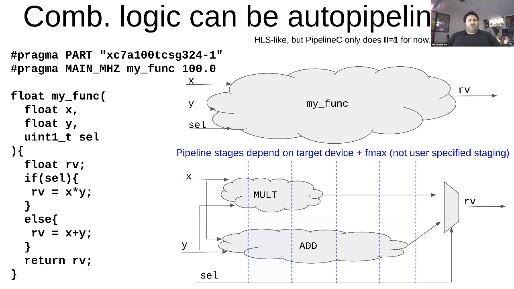Final note here, these are all initialization interval of 1 pipelines. So it's not full high-level synthesis where they'll take this function and derive a state machine or something for you. This is simpler, you could say, and it's just doing pipelining.